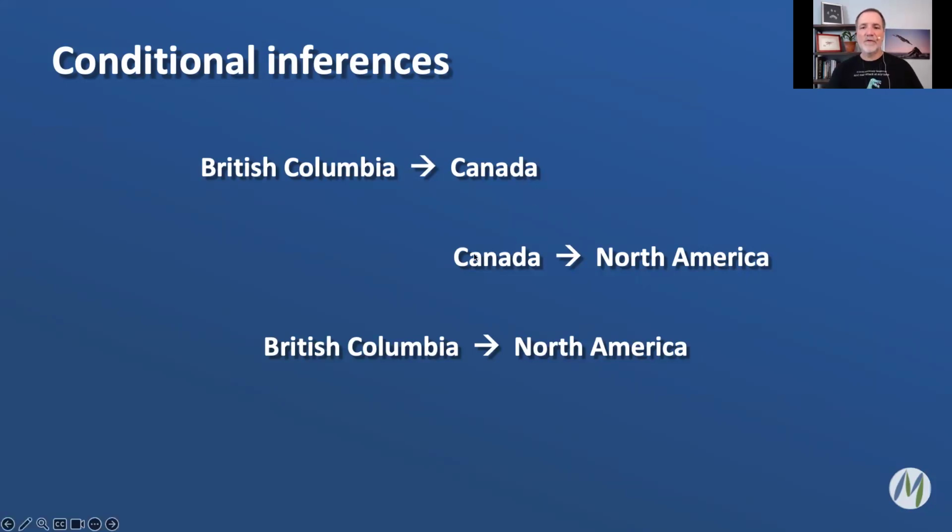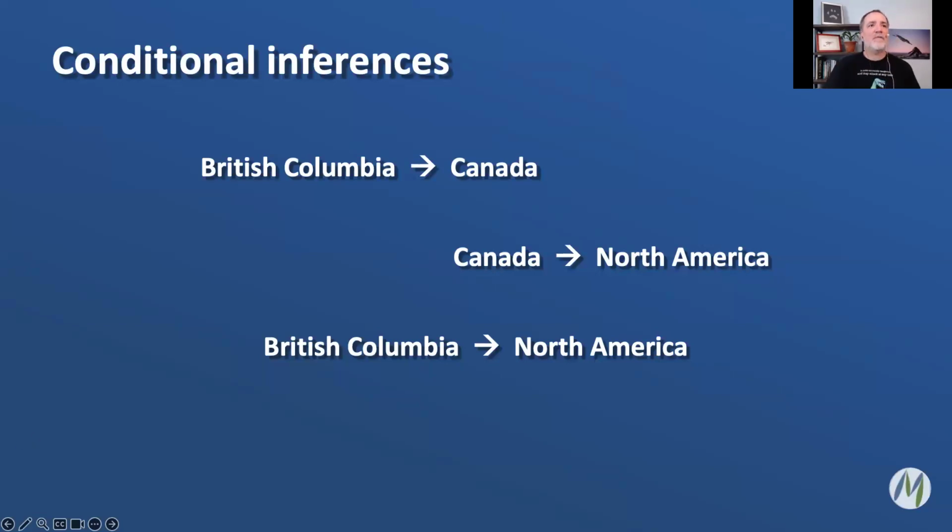We don't even have to include the middle. This is what we would call an inference, a conclusion that we can draw by combining these two conditional statements. Again, if you were an alien from another planet, and I told you if you're in British Columbia, then you're in Canada, and if you're in Canada, then you're in North America, and you'd never been to Earth before, if you understood conditional logic, you would know that if you're in British Columbia, then you're in North America.